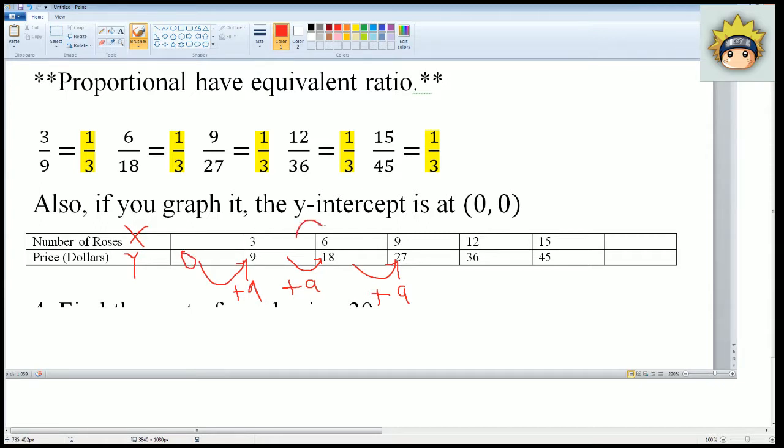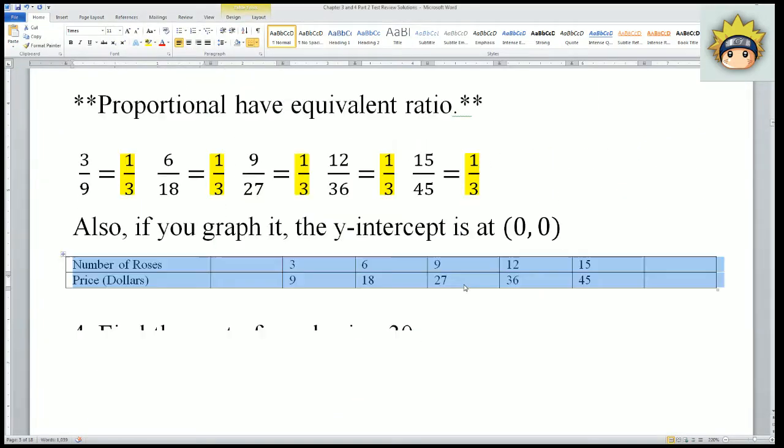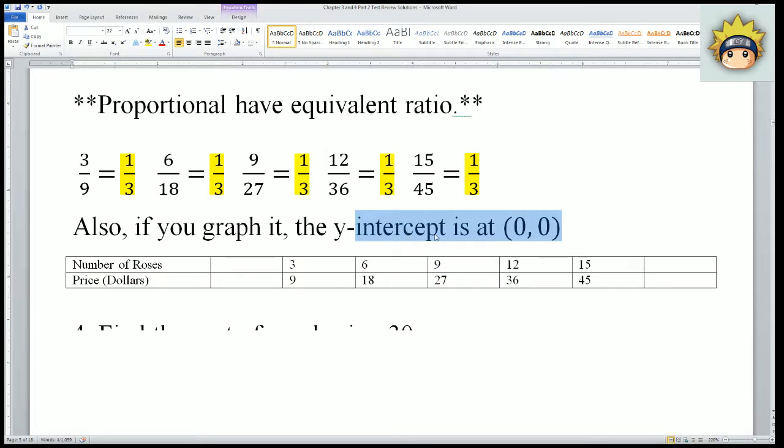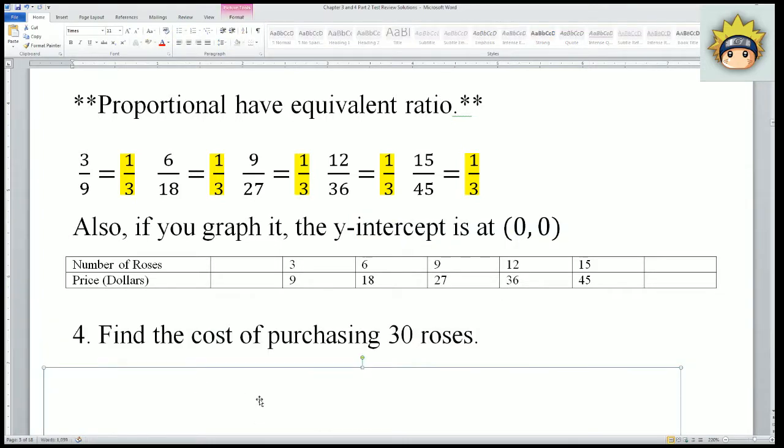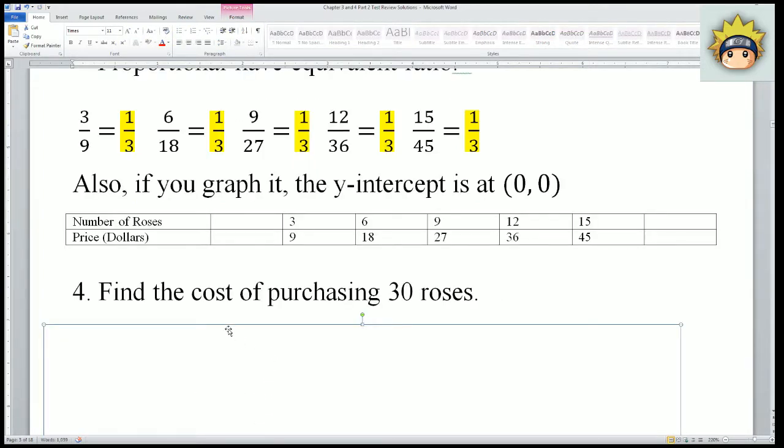Same thing here. 3 over 6, plus 3. Here to here, plus 3. What number plus 3 would get me 3? Which is 0. Some of you think in terms of the opposite, or subtraction, which works perfectly fine. You should see that it's 0, 0 here. Good? So again, besides the equivalent ratios, the y-intercept is 0, 0.